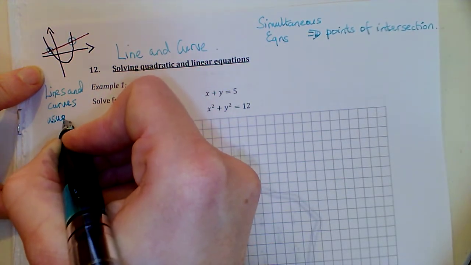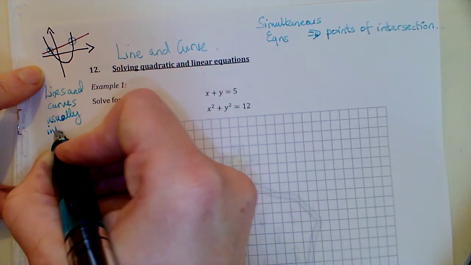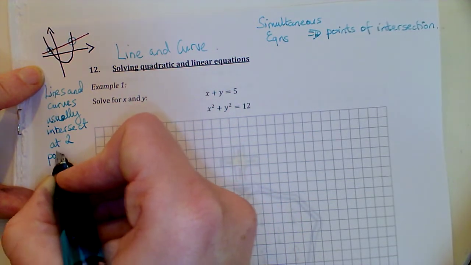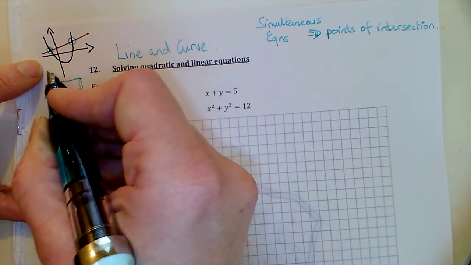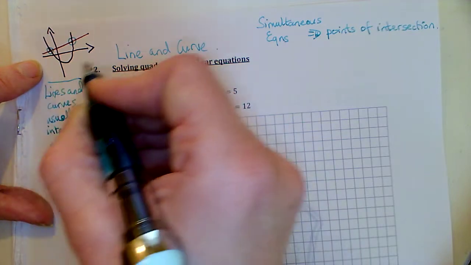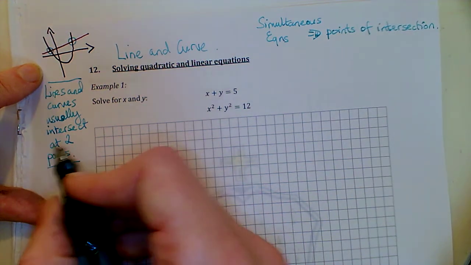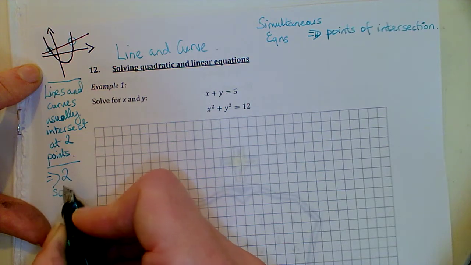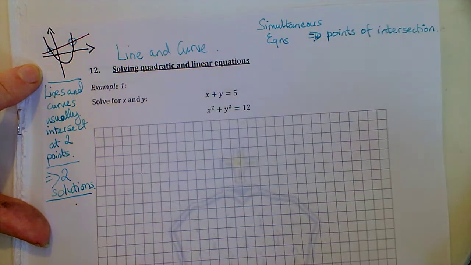So lines and curves usually intersect at 2 points. Now, of course, we could have a line that only intersects at 1 point, tangent to the curve, or we could have a line that doesn't go through it at all. And we'll talk a little bit more about that later. But usually we get 2 solutions to these types of questions. 2 values for x and 2 values for y, which give us our points of intersection.